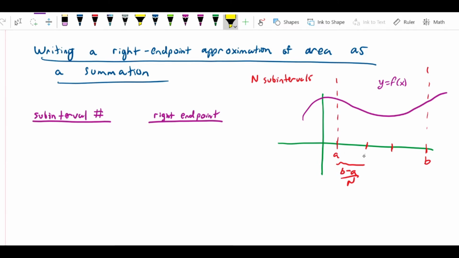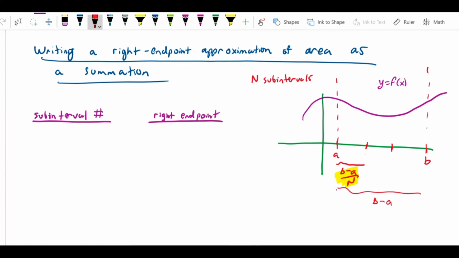So we know the interval from a to b has a length of b minus a. That's just how you would do that. You take b, you subtract a, you get the distance between b and a. So if I take that distance and divide it by n, I get that each subinterval is going to have a length of b minus a over n.